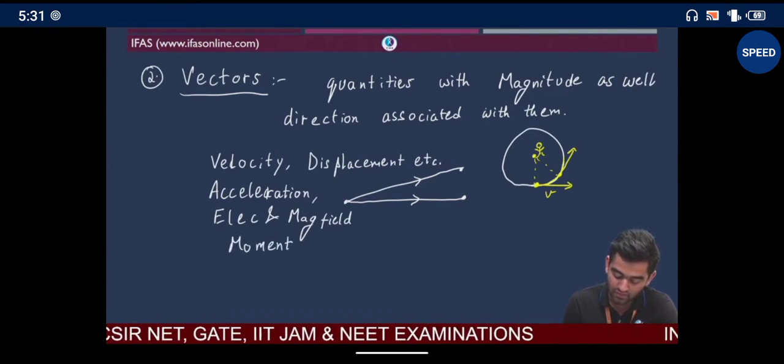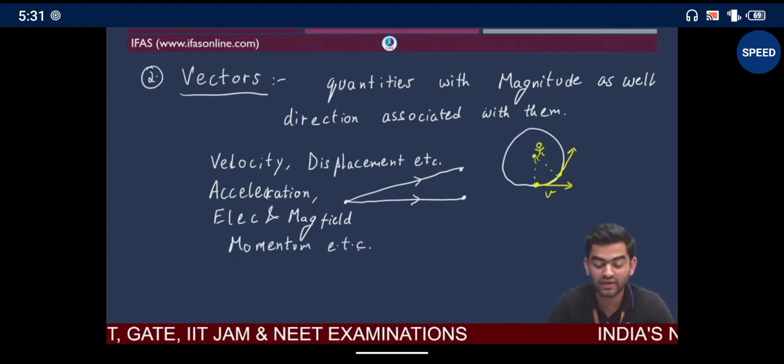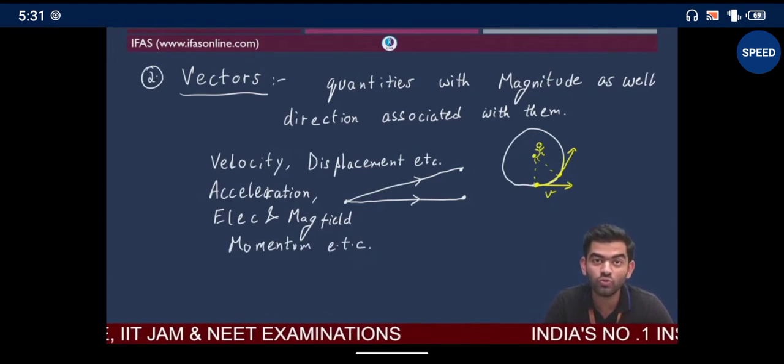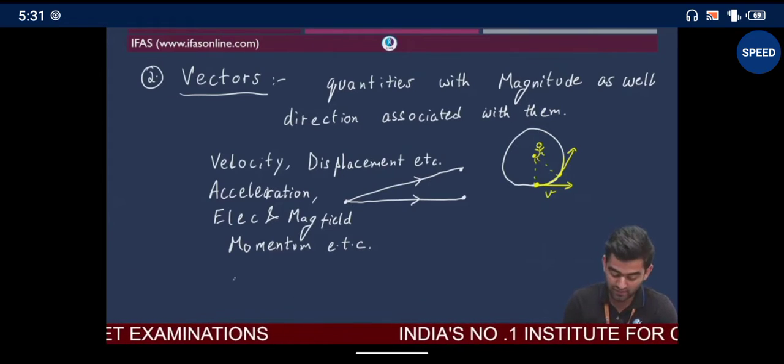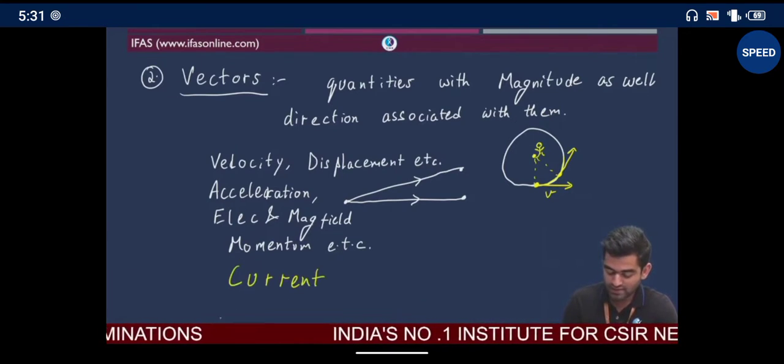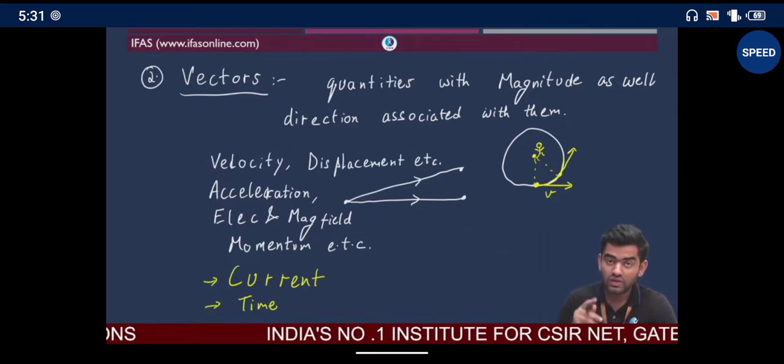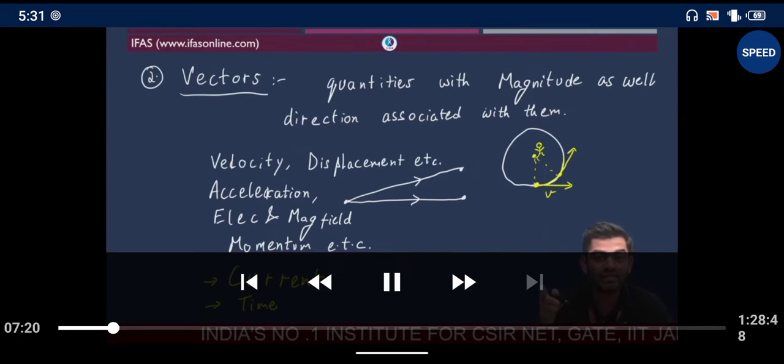You can associate any such quantities you want. These are two examples of vectors. Many students are confused with two more quantities that seem like vectors but are not. That actually changes the definition of vector. The first quantity is current, and the second one is time. Now, current has a direction associated with it, and time as well has a direction.